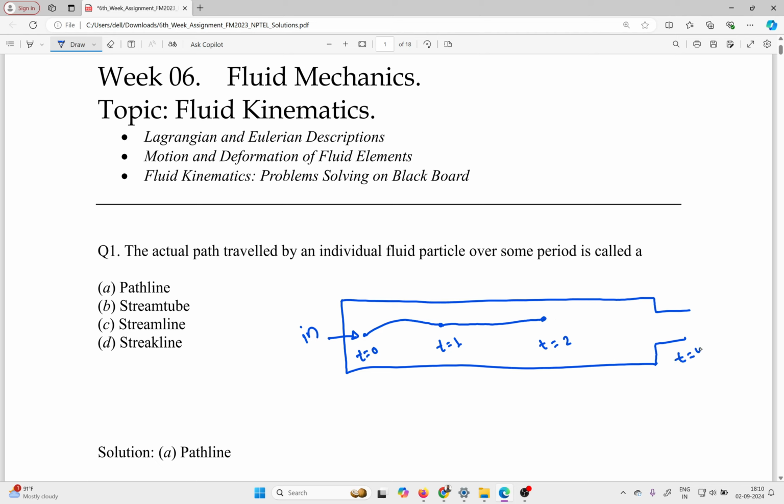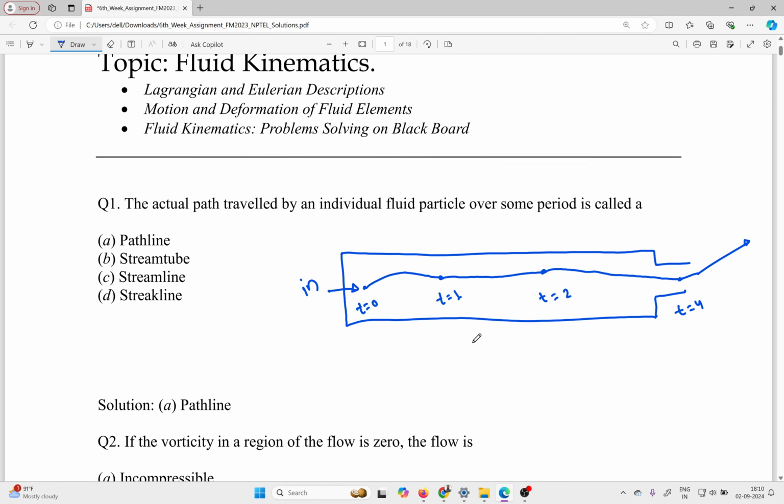At t equal to 4, your particle is here and going outside like that. So such a line traveled by a particular or an individual fluid particle over some period of time is known as the path line. Second, I want to discuss what a stream tube actually is.